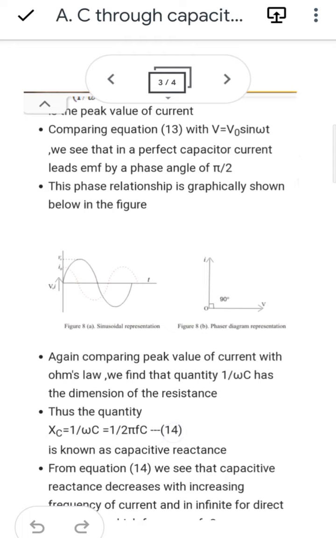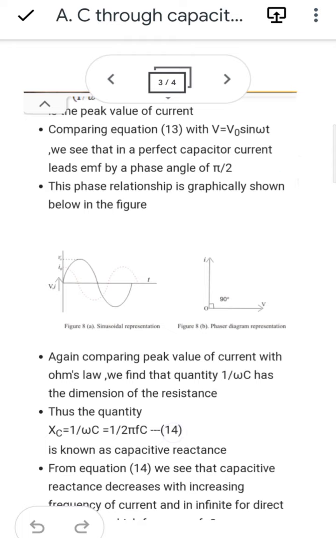So this phase relation you will see over here in the diagram: this one is the value of the EMF or the V, and this one is the current. It leads by an angle of 90 degrees. Over here you can see a phasor diagram, and this one is the value of EMF. It leads by pi by 2. So again, comparing the peak value of current with Ohm's law, we find that 1 upon omega C has the dimension of resistance.